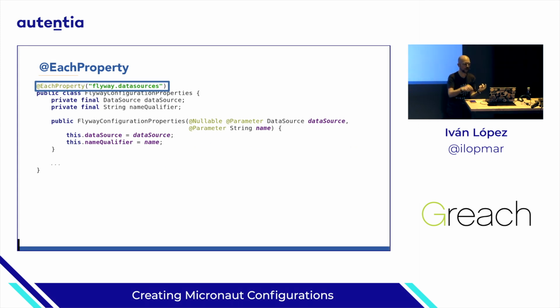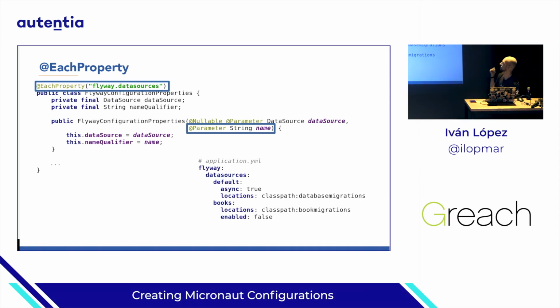So you can say flyway.datasources.books, and then all the properties for that. And then another property, flyway.datasources.users, right? So these books, users, that's the name that will be stored here as a parameter. And Micronaut will create, in this example, Flyway configuration property beans with that name. And you will use that name later to know for which data source this Flyway configuration object is linked.